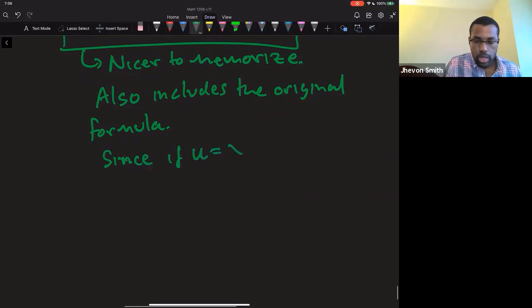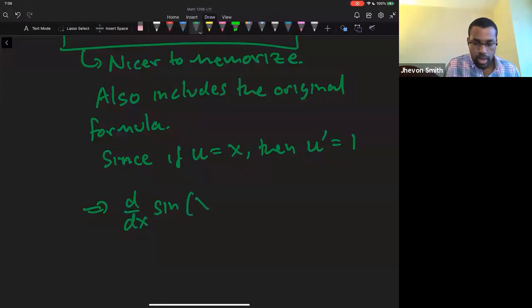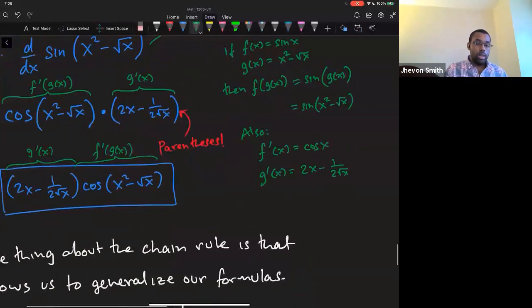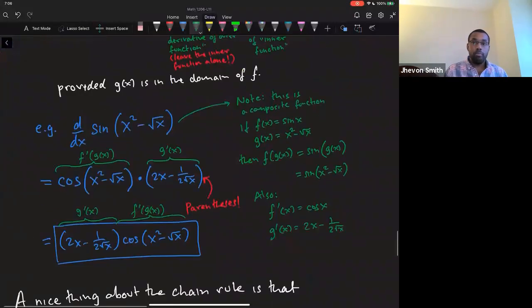Since if u equals x, then u prime would be equal to 1. And so the derivative of the sine of x would be 1 times the cosine of x, and you'll get back cosine of x. So it includes the original rule, but it also can help you deal with things that are more complicated, like this guy.